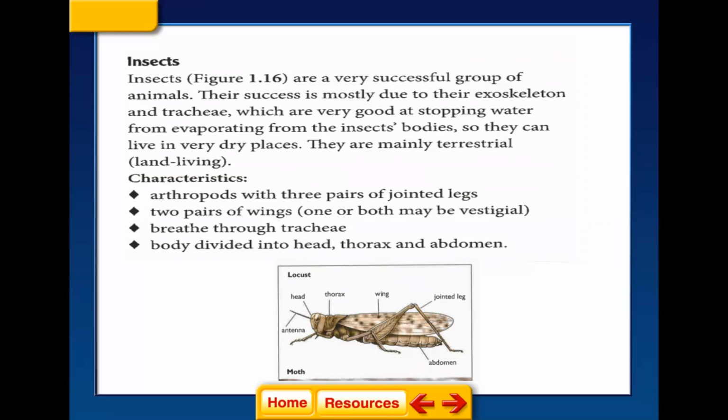They are mainly terrestrial, living on land, with a couple of characteristics: they are arthropods with 3 pairs of jointed legs, 3 on each side, 6 in total. Some have 2 pairs of wings, though not all. If they have them, it's 2 pairs attached to the middle part of the body. There are actually 3 body parts: head, thorax, and abdomen. To the thorax, wings attach.